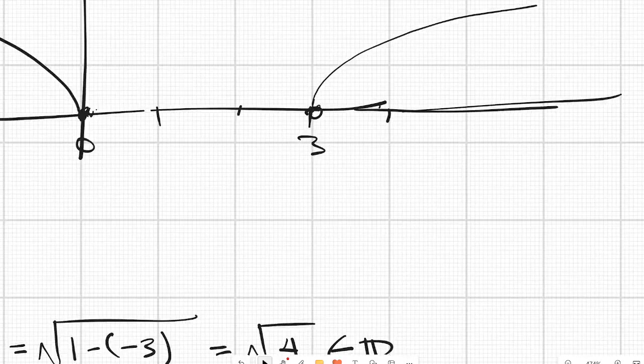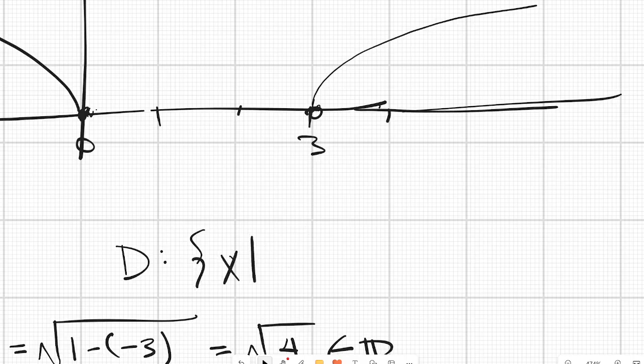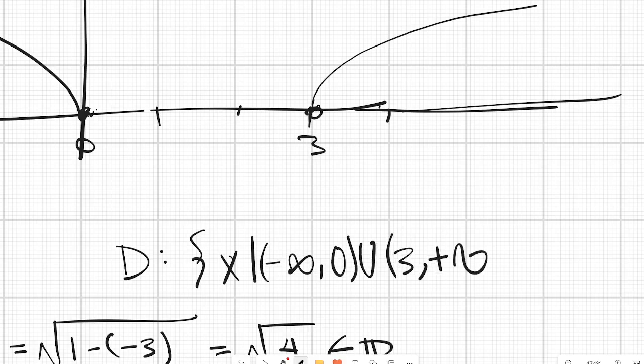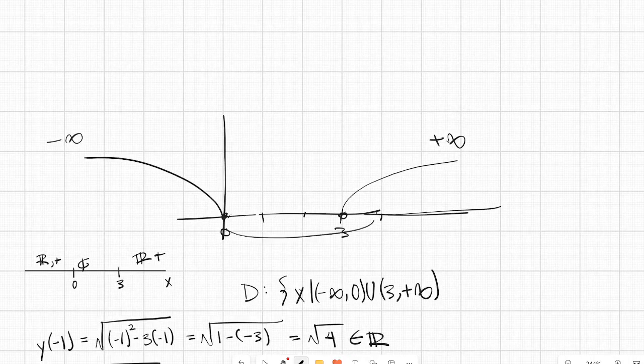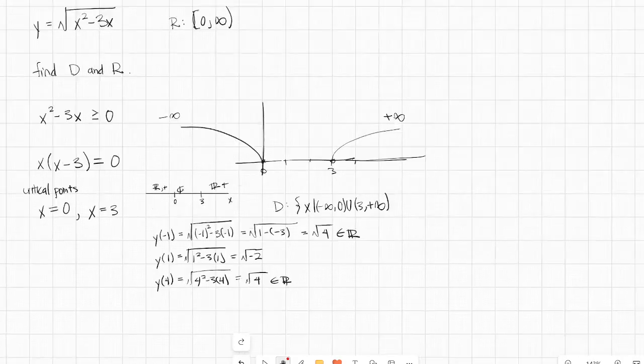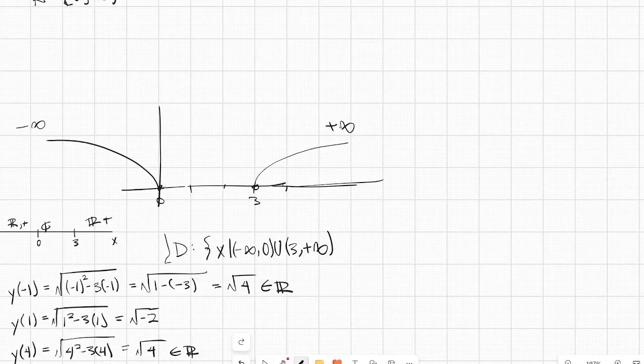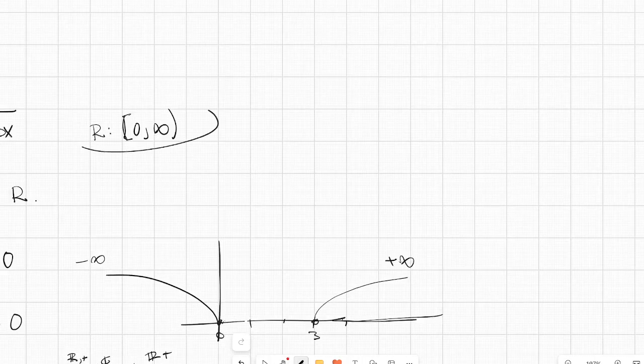And we can therefore say that our domain, D, is negative infinity to 0 union 3 to positive infinity. So really, for our domain, we just stay out of that interval. That interval is not valid for this expression, and we get our domain as this two-interval expression. And then our range for square root functions is always this, always the same for square root functions.